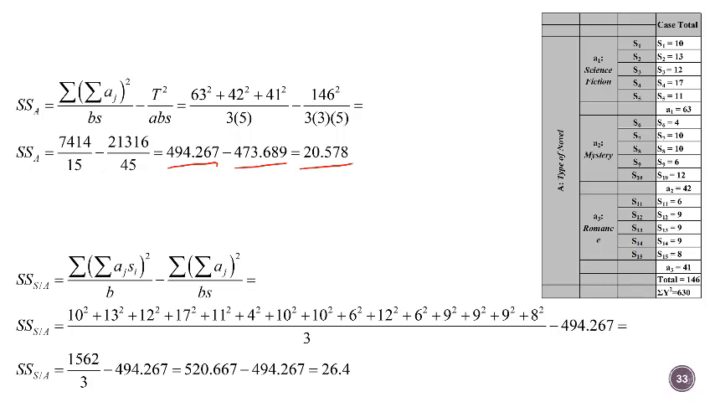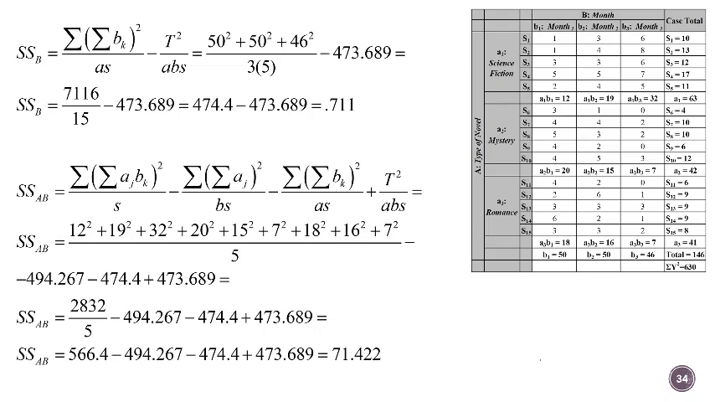For S within A, here's all those individual means, 10, 13, all this stuff, all squared, divided by 3, ends up being 1562 divided by 3, which is 526.67, minus the same thing we got for A before, which is up here, right? So we already found it. So let's just go in there. Subtract those out, you get 26.4.